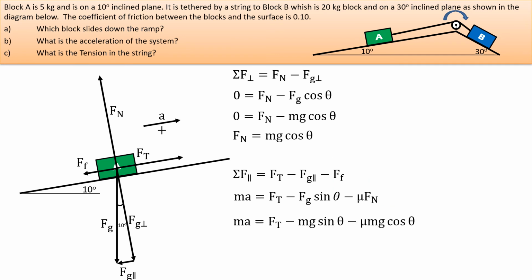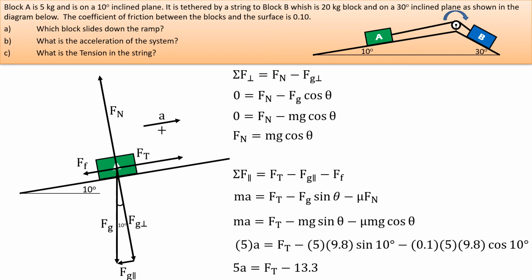So we'll break this further. Fg is equal to mg. The normal force is equal to mg cosine theta. So I'm just plugging in what I know. And then we could plug in numbers, and you get an equation that looks like this. Now we're not done, but this is important to know. This will help us determine part A, the acceleration, and then part B, the tension. So that's for block A.